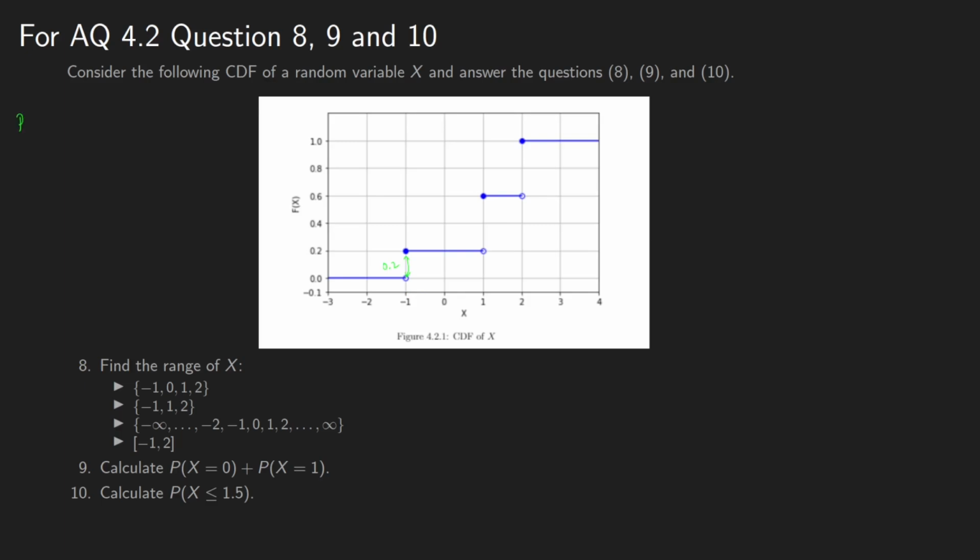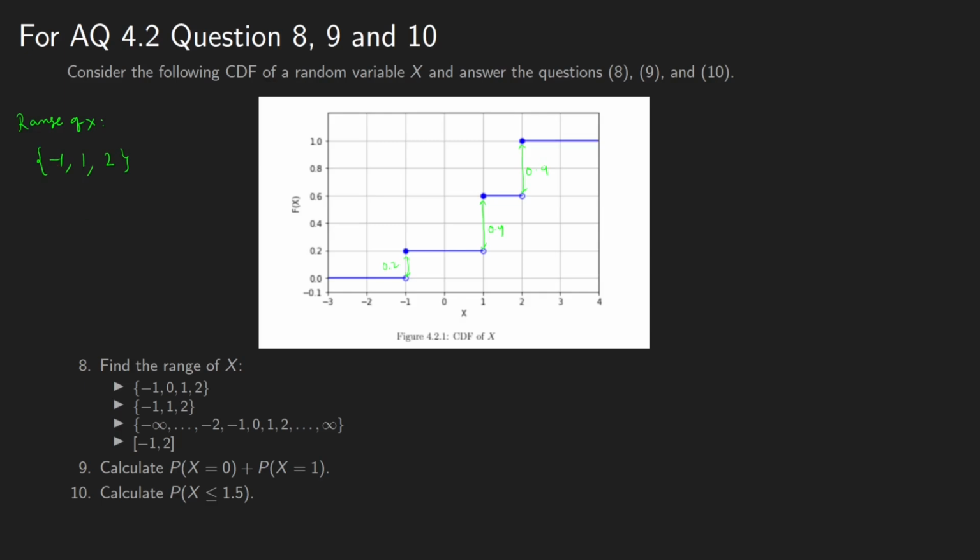So here I will write the range of x. The first value that x can take is minus 1. The second jump we see at plus 1. How much is the jump? The jump is by 0.4. So it means plus 1 is another value that is taken by x with a non-zero probability. And the next jump we see at plus 2. How much is the jump? The jump is by 0.4. So 2.